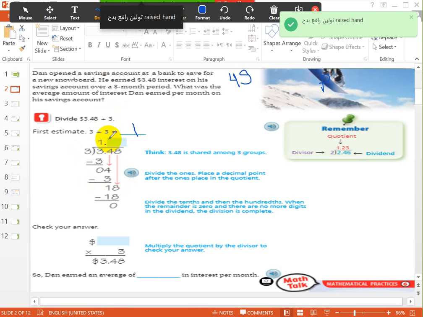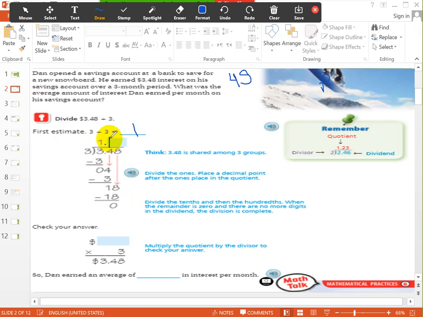So I have only 1. So it will be 1 in this digit. Now, 1 multiplied by 3. After that, I will multiply the number with the divisor. 1 multiplied by 3 equals 3. So I will write it here under the 4 and I will subtract. Now, 4 minus 3 equals 1.